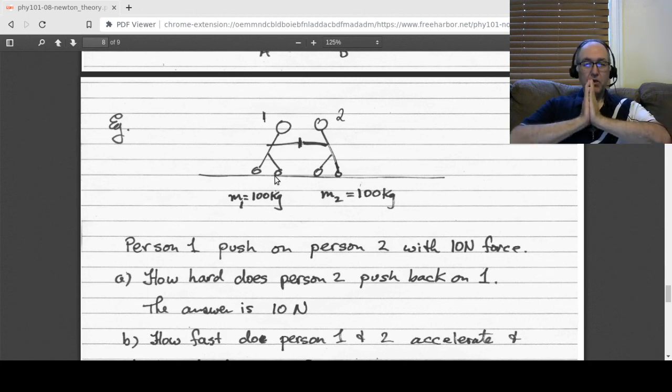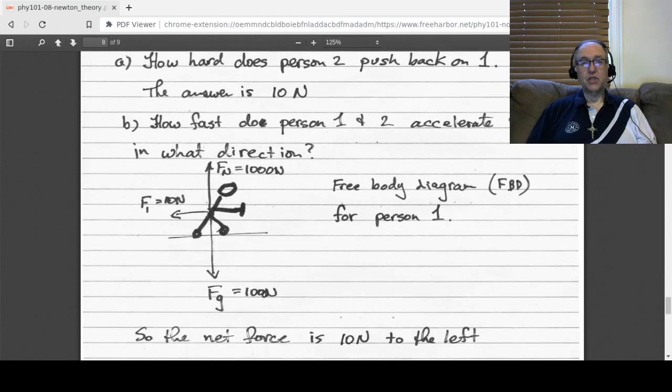So you can see, when the two people push on one another, they're going to push one another apart. And both person number 1 and person number 2 are going to recoil in the opposite direction from one another. There are YouTube videos, by the way, where people demonstrate this. So I want to know how fast person number 1 and person number 2 are accelerating, and in what direction? Well, we actually don't have to do both person 1 and 2 because this is totally symmetrical.